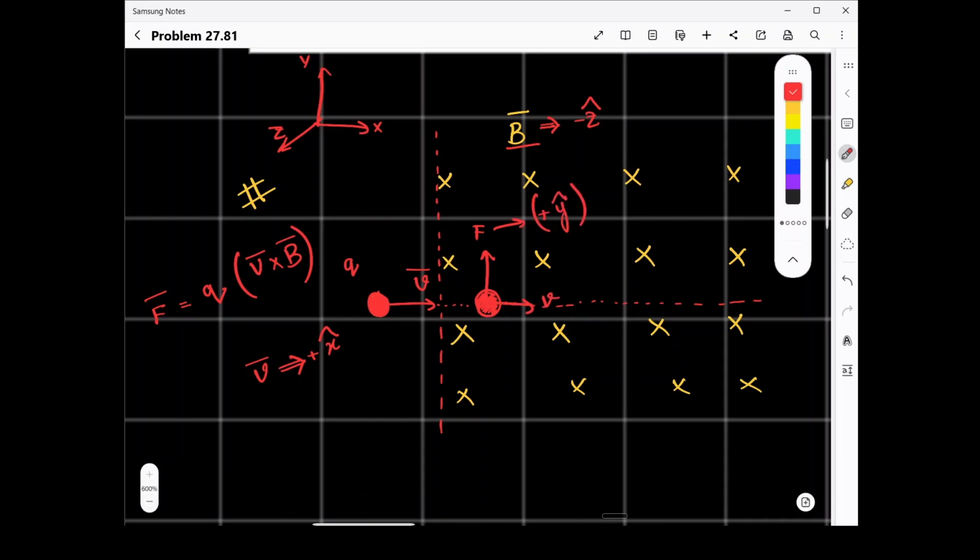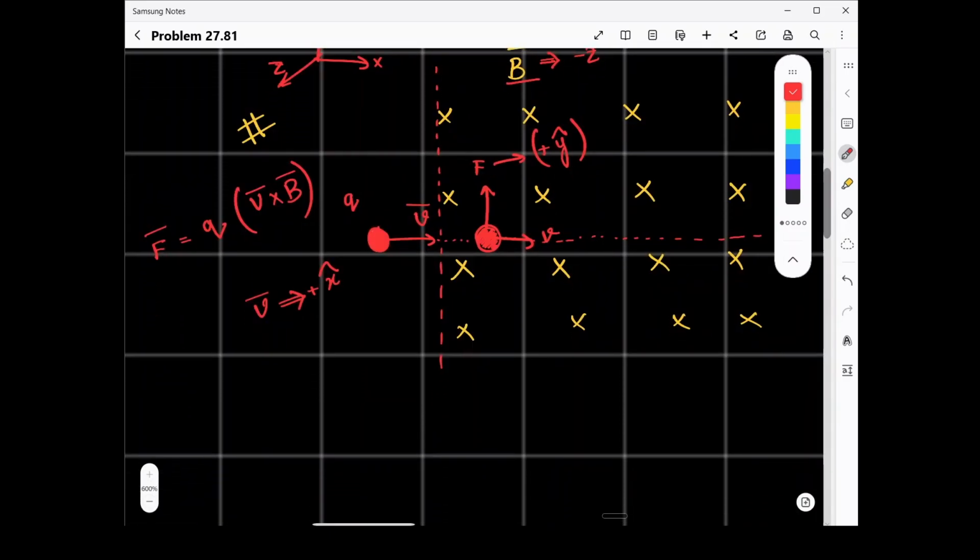As the force is acting perpendicular to the velocity, it would not be changing the velocity's magnitude, but it would be changing the direction of the velocity. And it would always be acting perpendicular to the velocity. So it would mean that this particle will do a circular motion in this magnetic field.